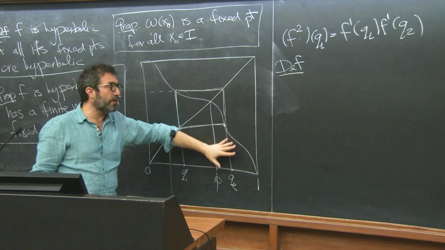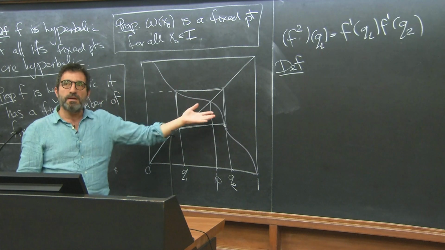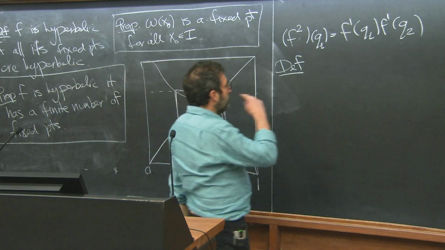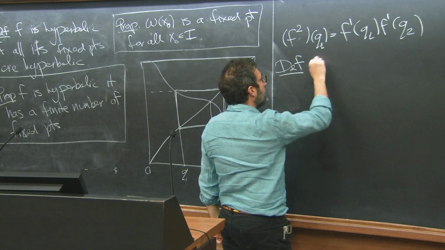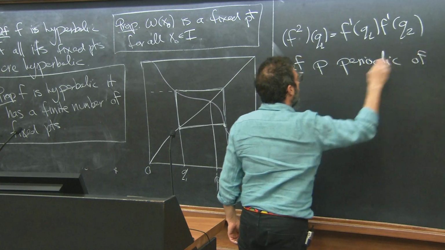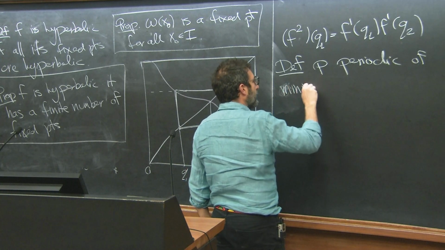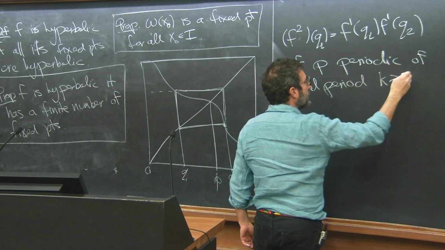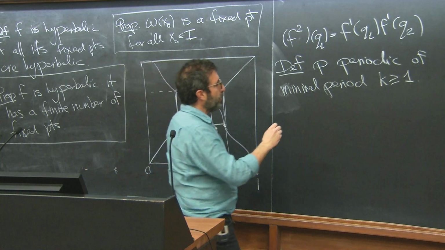So it means that in the orientation reversing case, you can only have one fixed point, and you may have many period 2 periodic points, right? But let me make this definition more general. So if P is periodic of period K, of minimal period K greater than or equal to 1, because we include the fixed points as a special case of periodic points.